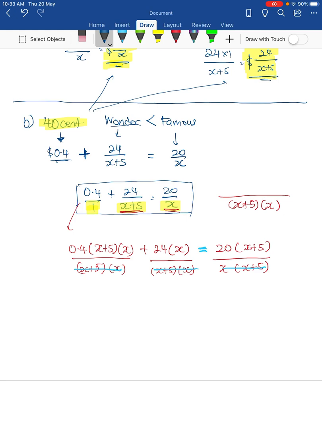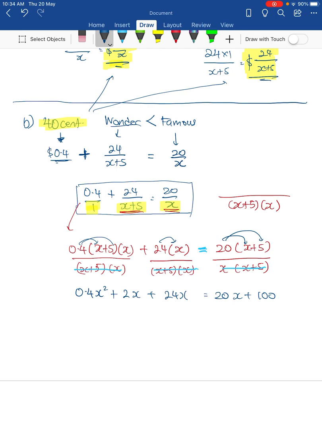So if we multiply out, it looks like this: 0.4x squared plus 0.4 times 5 will be 2x. Then after that, the plus 24x equals 20x plus 100. So basically I'm multiplying, expanding the bracket. Once you've got this, then we can simplify.